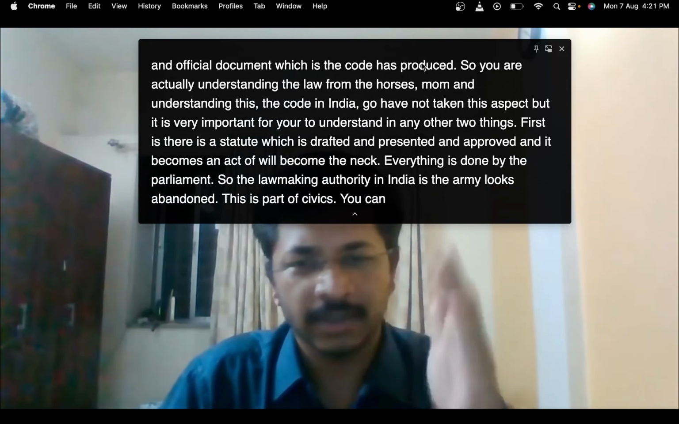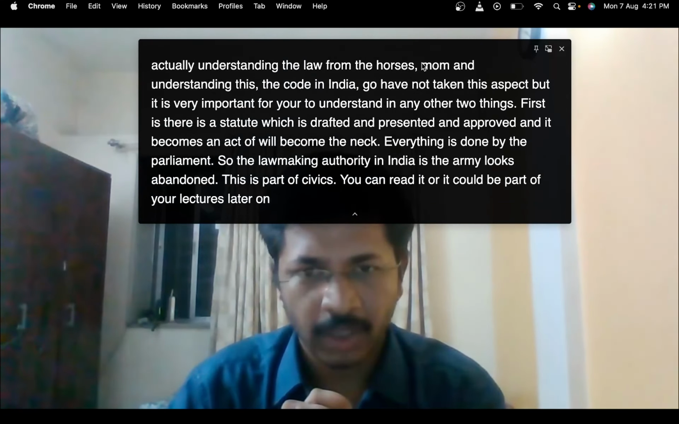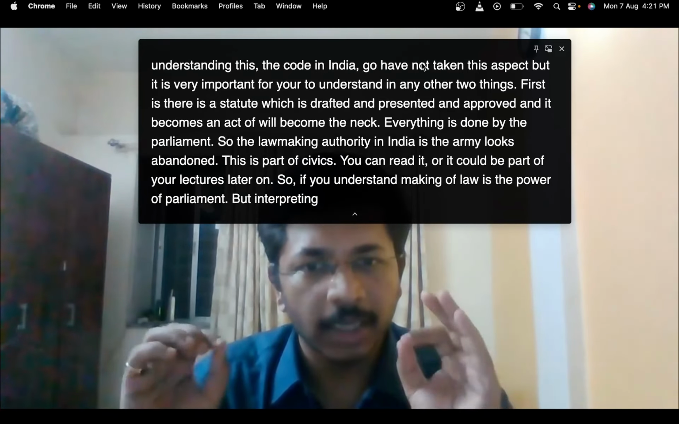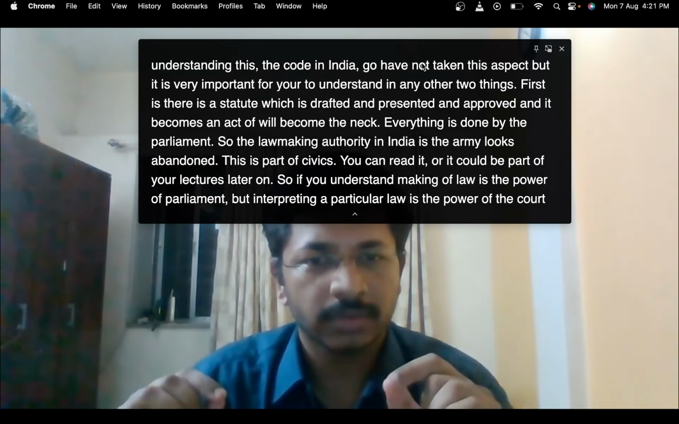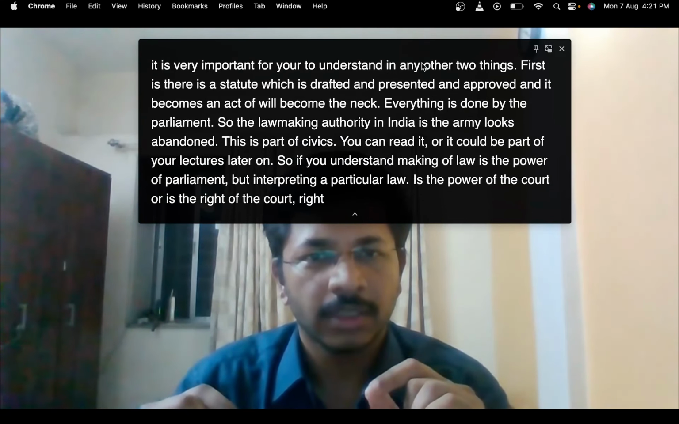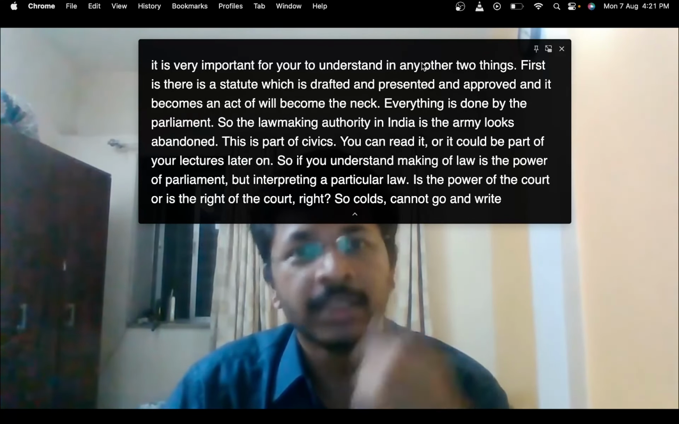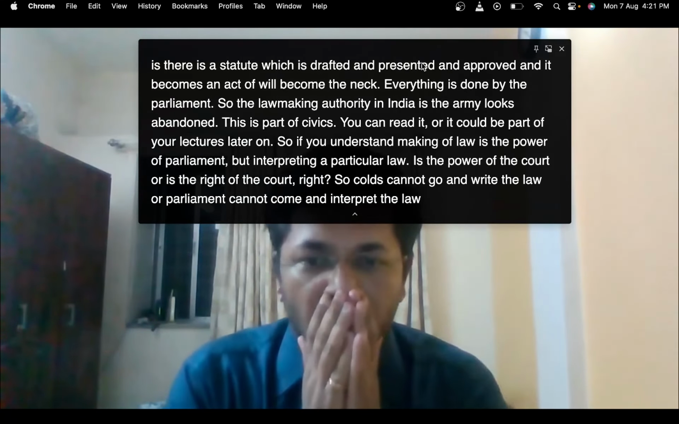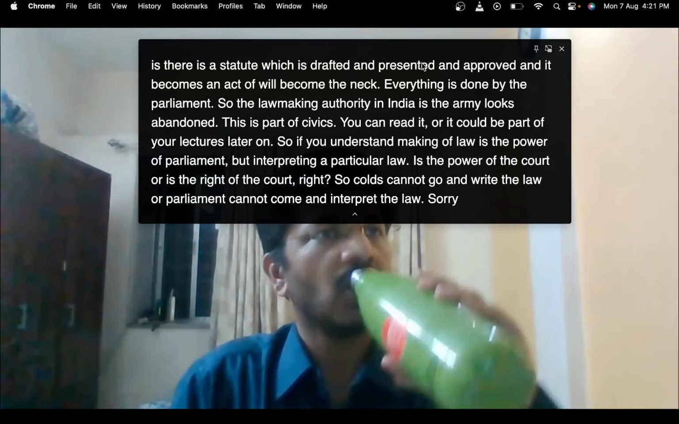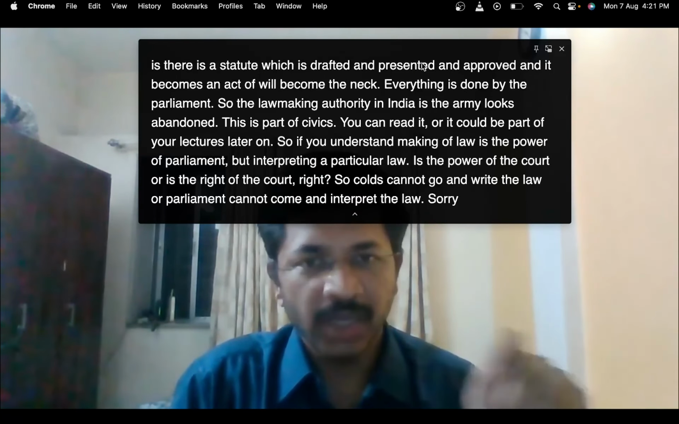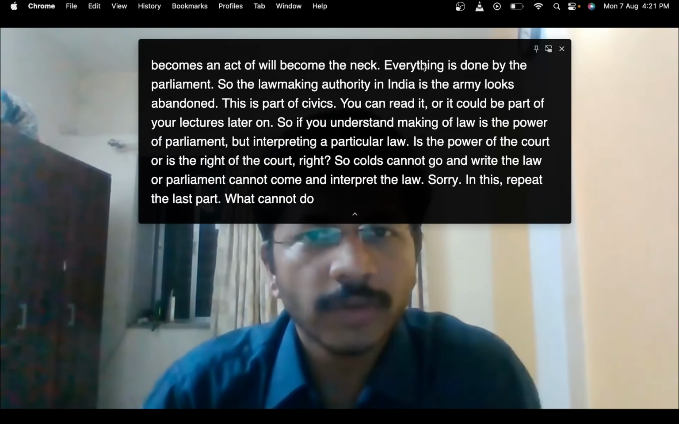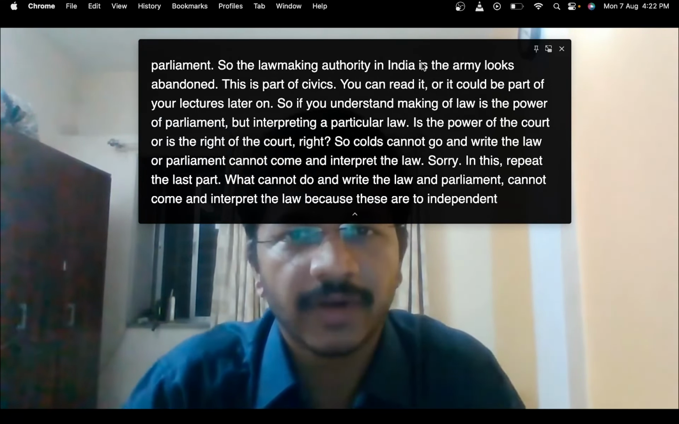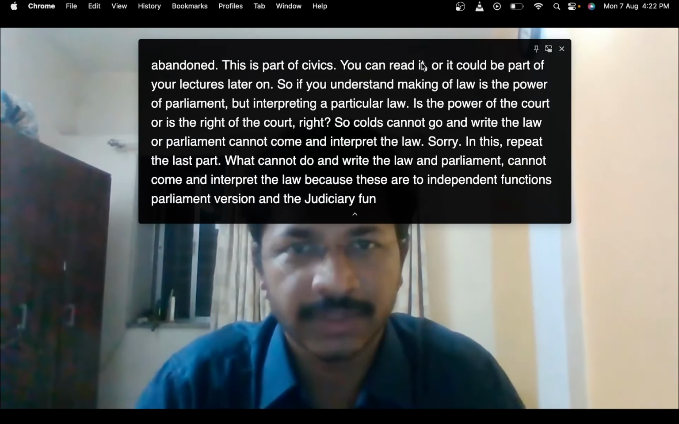This is part of civics. You can read it, or it could be part of your lectures later on. So please understand, making of law is the power of parliament, but interpreting a particular law is the power of the court, or is the right of the court. Right? So courts cannot go and write the law, or parliament cannot come and interpret the law, because these are two independent functions, the parliament function and the judiciary function.